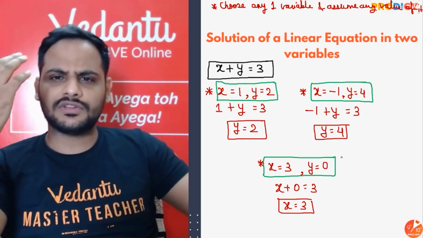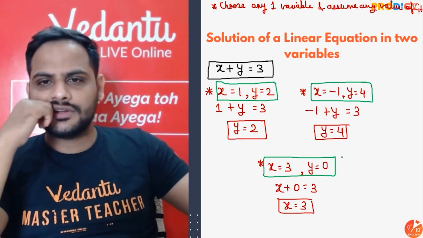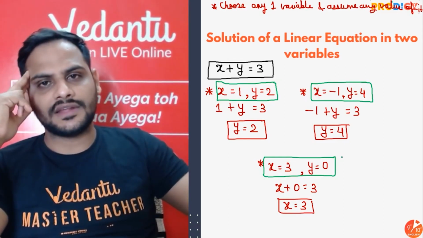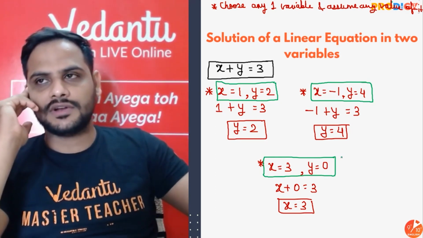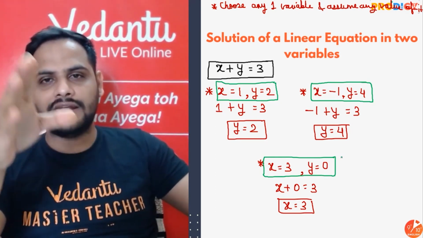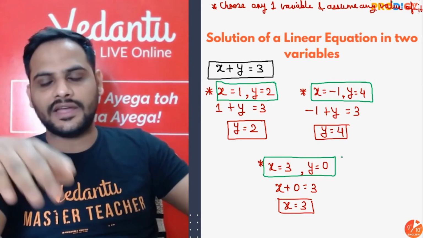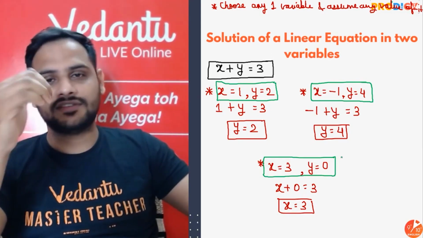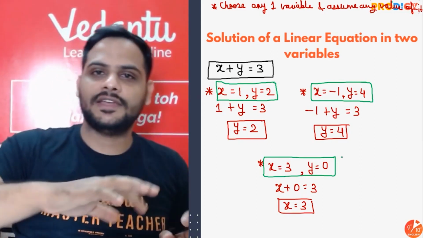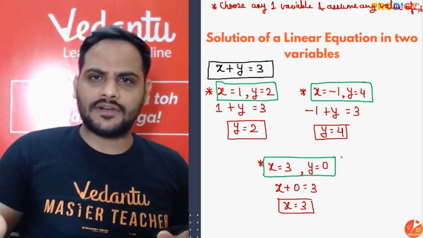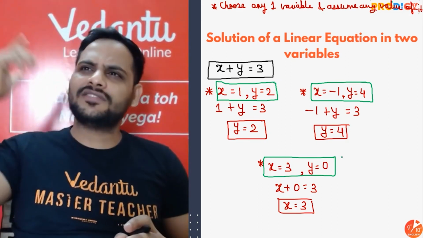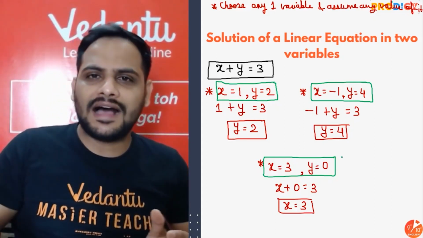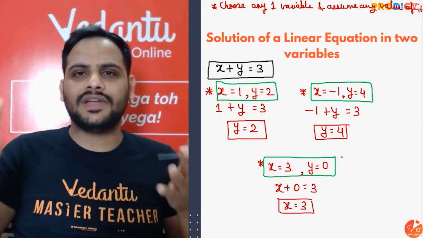And any value you choose. Let's take x as 1000. So 1000 plus y is equal to 3, y is equal to minus 997. One more solution: you take x as 1 lakh. So 1 lakh plus y equal to 3, y is equal to minus 99,997. Again a solution. So this way you can take any value of x or y and you'll get one more solution. So how many such values can I assume? Yeah, I can assume infinite values. I can assume it to be half, minus 3, root 2, anything.